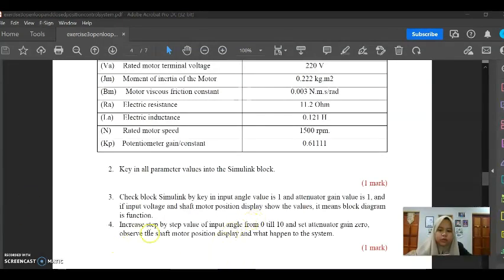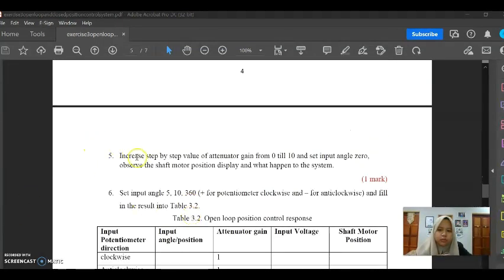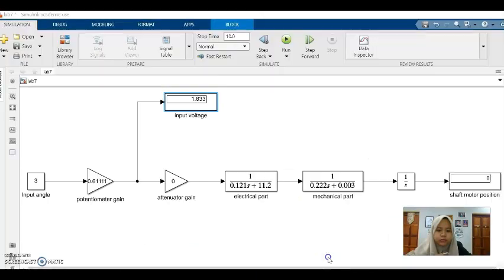After we are done with this step, we must do step 5, which is to increase step by step the value of the attenuator gain from 0 till 10 and set the input angle to 0. Then observe the shaft motor position display and what happens to the system. So here we must increase the attenuator gain with the input angle set to 0. This attenuator gain we must increase up to 10, but the input angle is 0.